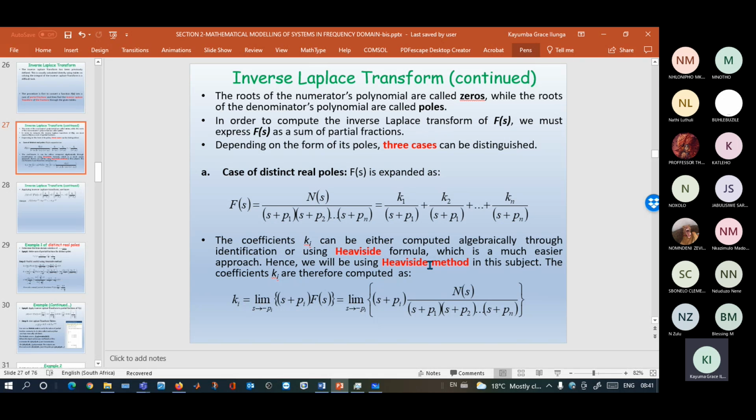if we want to solve for k1 here, so this one will be k1 will be limit of s approaching p1, s plus p1, right? Are we together? Then times f of s, so it's going to be limit of s approaching minus pi, s plus pi, then we can find this function. So this is what I did basically here.